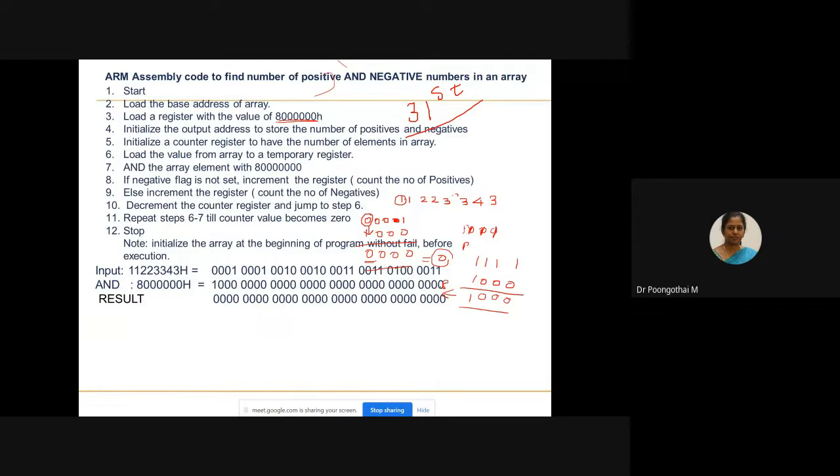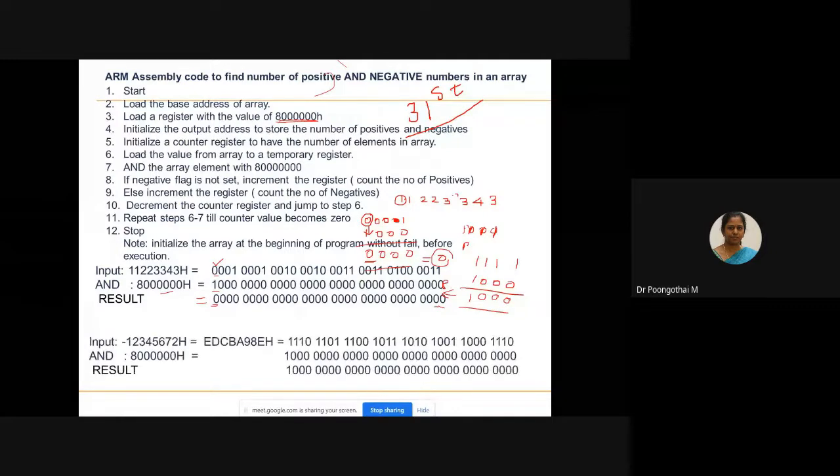So 1 AND with 0 gives 0. 1 AND with 0 gives 0. 0, 0 AND with 0, 0. What is the answer? Last bit. So this number is a positive number. I'm going to AND this value with this number. So 0 AND with 1, what is the answer? 0. So the result is going to be 0. If the result is 0 after the AND operation, that number is a positive number.